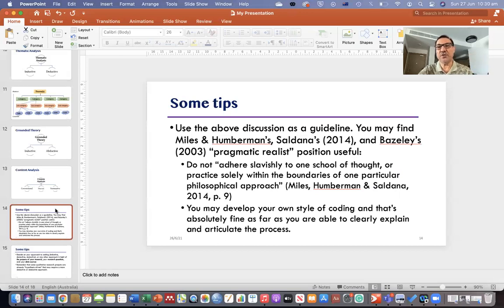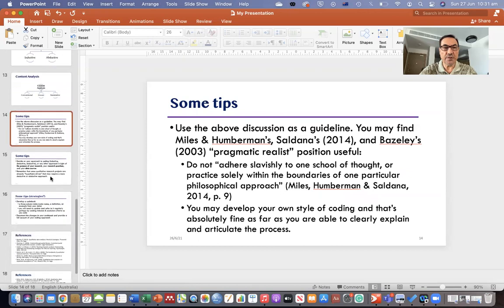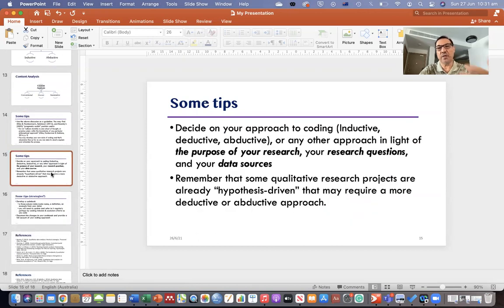As a PhD student or early career researcher, one of the contributions that you can have to research is methodological. So you might develop your own style of coding, and that's absolutely fine, as far as you are able to clearly explain and articulate the process, but familiarity with other approaches is important for you to be able to make that assertion.